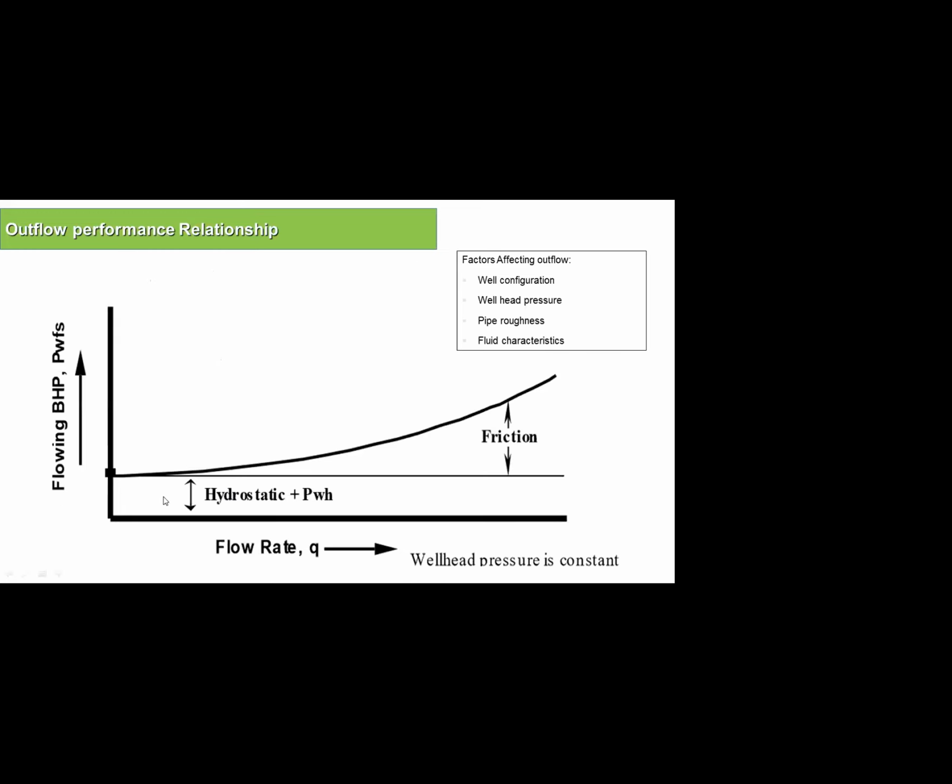So as we see here, I have two main parameters: the pressure losses due to hydrostatic and the friction, and I have this curve. As I increase the flow rate, I have to increase the BHFP. So this is the outflow. This outflow also has some factors. Without reading here, we can imagine it always depends on the profile in which the fluid will move, the wellhead pressure, and the fluid characteristics itself. If a highly viscous fluid is moving, the pressure losses will be higher than if it's, for example, a light fluid.